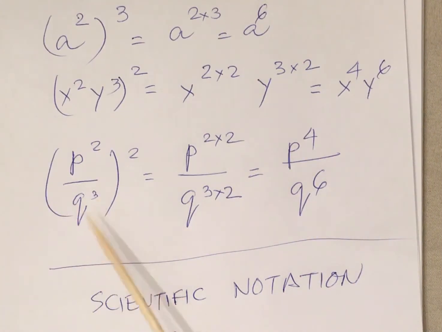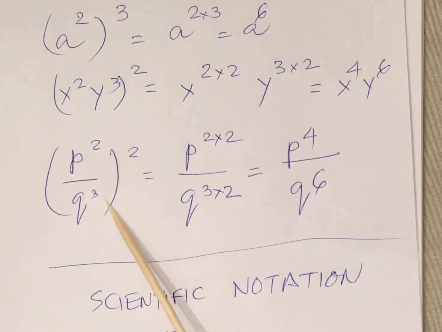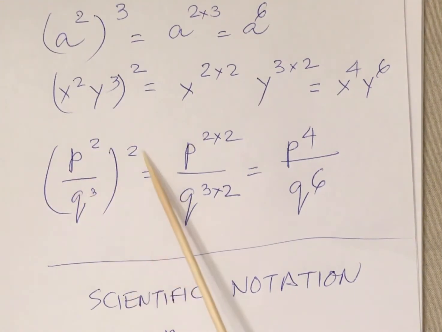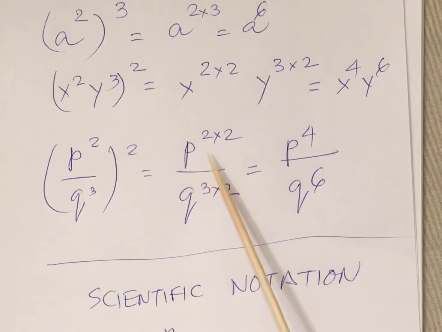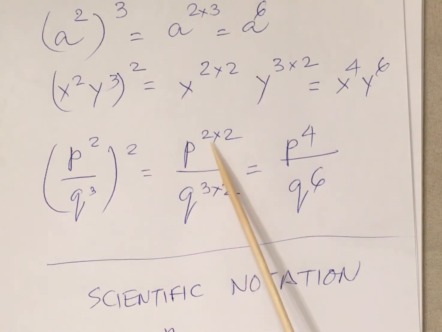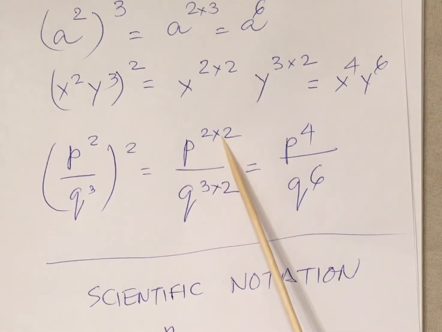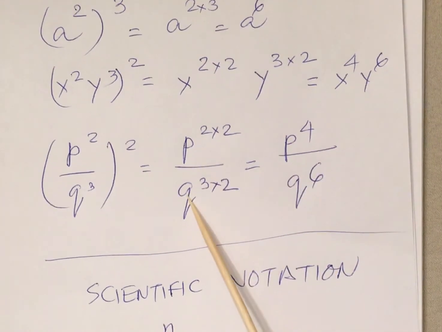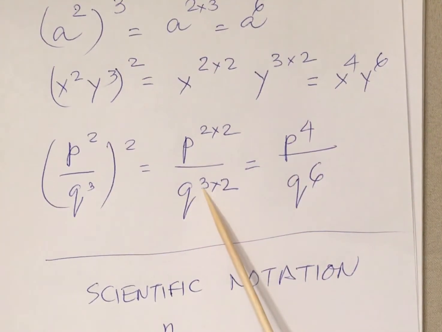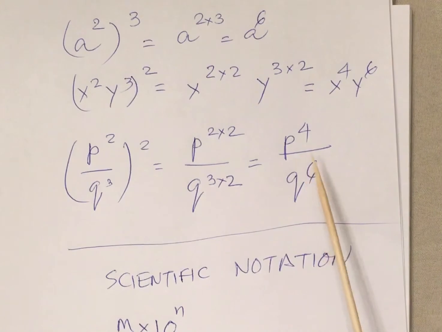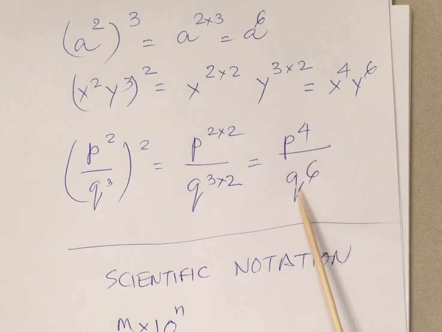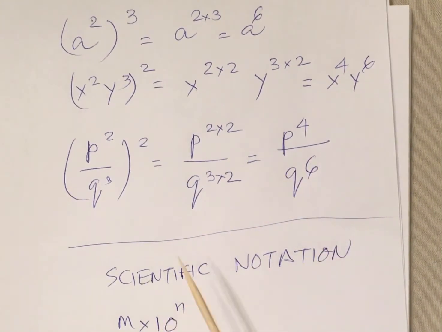Now the division rule. We have p to the second power, q to the third power in parentheses raised to 2. So we will have p to the power 2 times 2, which is 4, and q to the power 3 times 2. So the final answer is p to the power 4, q to the power 6.